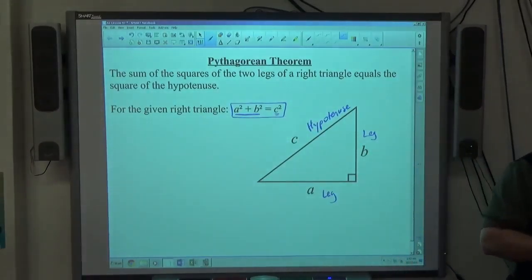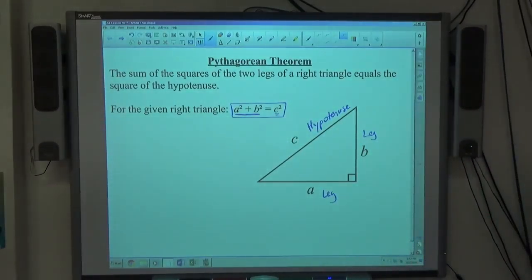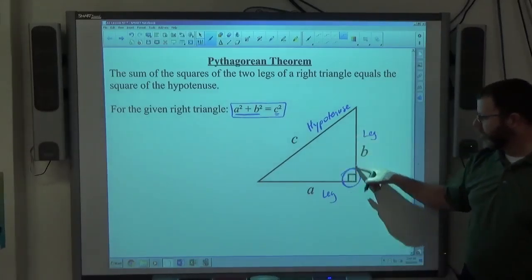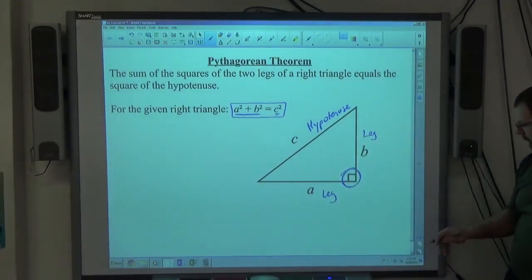It's very important, if you're going to use the Pythagorean theorem, that you make a mental note before you start. What's a leg, what's a hypotenuse? So again, what you have to do to establish legs is find the right angle. The two sides making that right angle are the legs every time.